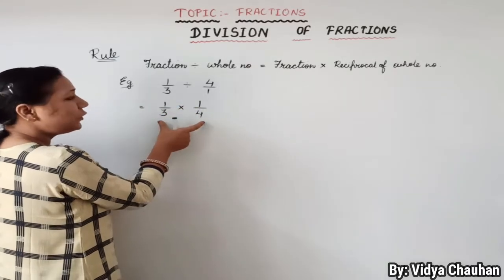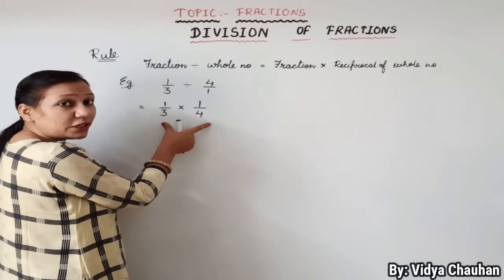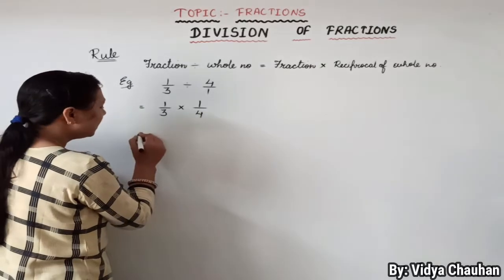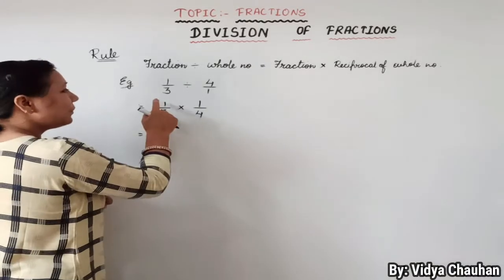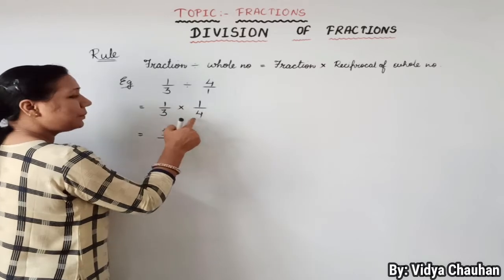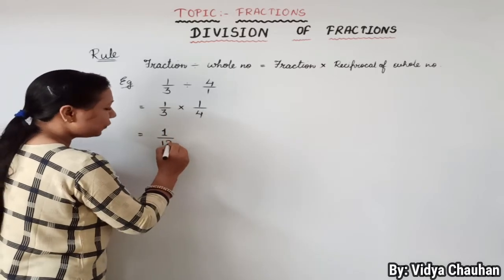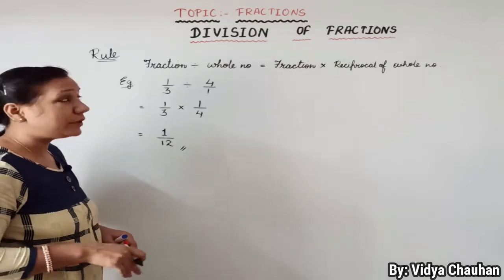Now you can see that our division term is converted into multiplication format. So we use the simple rule of multiplication. Multiply numerator with numerator, 1 ones are 1, and multiply denominator with denominator, 4 threes are 12. So this is our first rule.